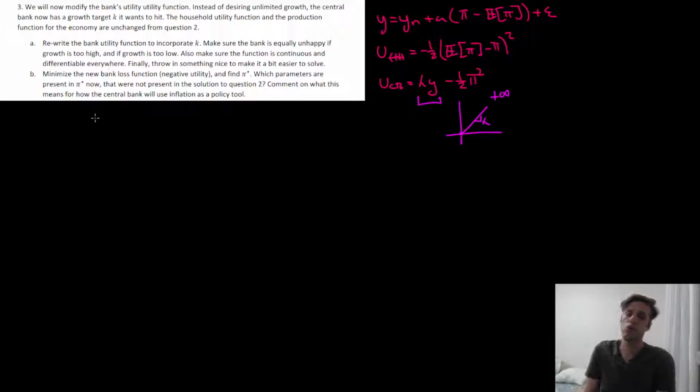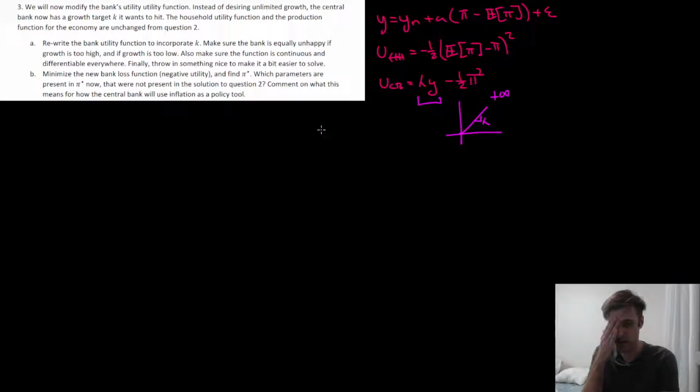Okay. So it says, now the central bank, instead of desiring unlimited growth, remember this term implied the bank wants unlimited growth because it's a line, right, with slope of lambda, and the maximum value is plus infinity. Instead of this, it wants to have a target k. Okay, so we want a utility function so that k is the maximum value. It wants us to rewrite the utility function to incorporate k.